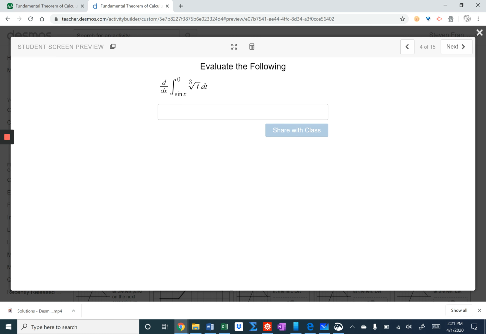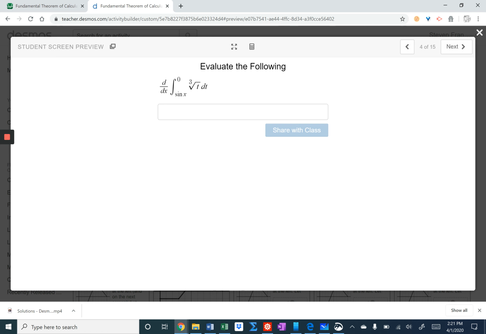Now, in this example here, we have two things going on. Not only do we have a function as one of our limits of integration, we also have the limits of integration in the wrong order to apply the fundamental theorem. To apply the fundamental theorem, we need the lower limit of integration to be a constant, and we need the upper limit of integration to be a function of x. And so we have to switch those first, which makes the result negative.